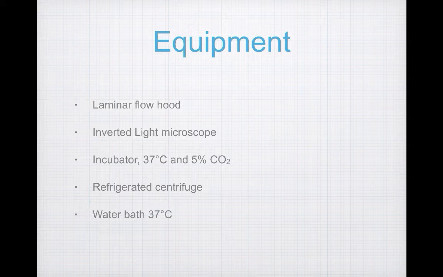Now, as far as equipment for this lab, what you'll need is the laminar flow hood, inverted light microscope, an incubator kept at 37 degrees with 5% CO2, a refrigerated centrifuge, and a water bath at 37 degrees Celsius.